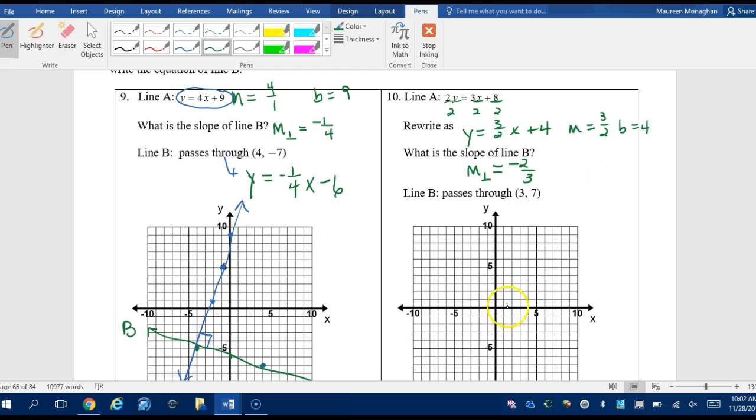And it passes through 3, 7. All right, and down 1, 2, 1, 2, 3, 1, 2, 1, 2, 3. Let's draw that line. This is line B.